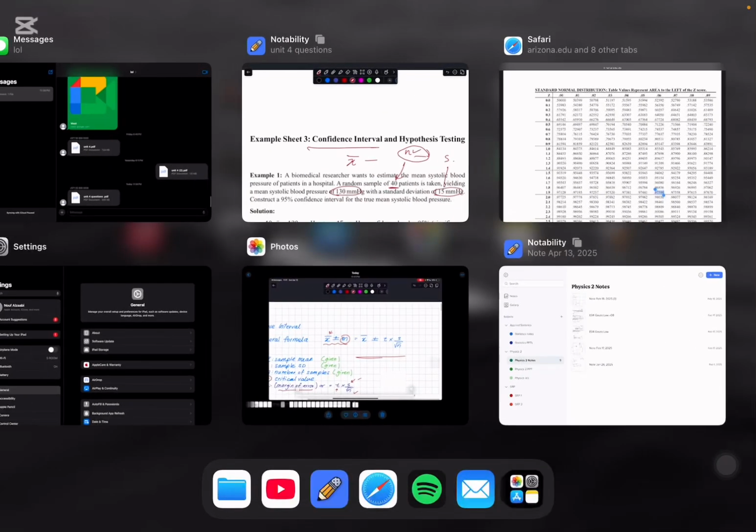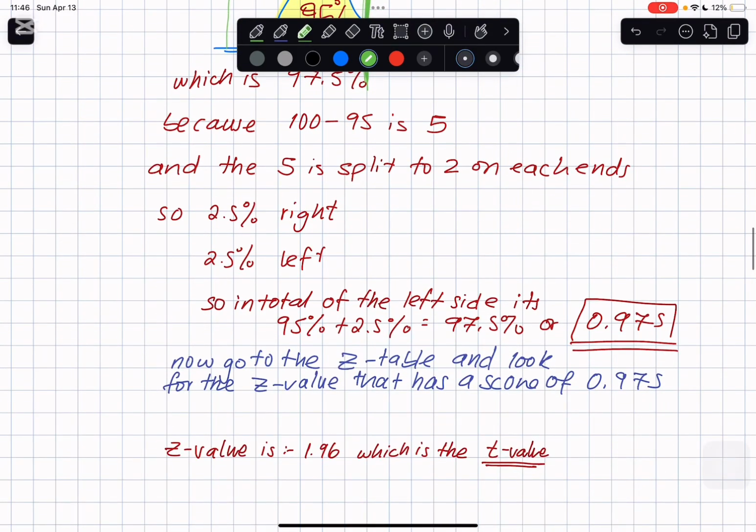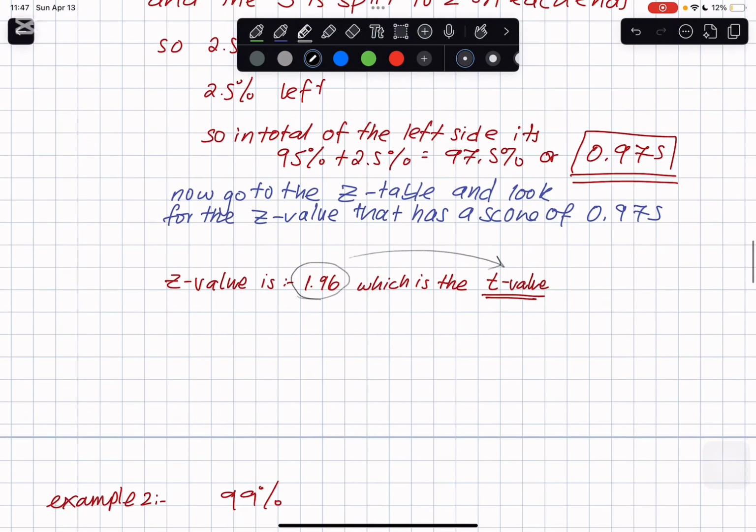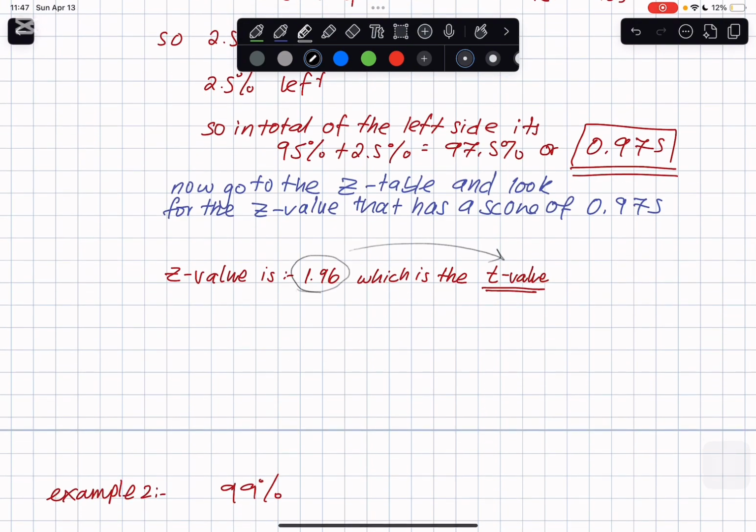So I know the Z value is 1.96. This is the Z value, and the Z value is the same as the T value, the same T we're trying to find in the margin of error. What was that? It was M, right? And M was equal to T times S over the square root of N. We have the S and we have the N, and now we found the T, which is 1.96.